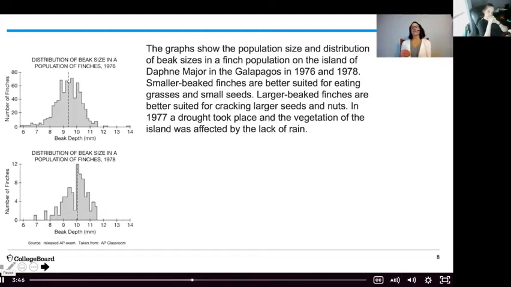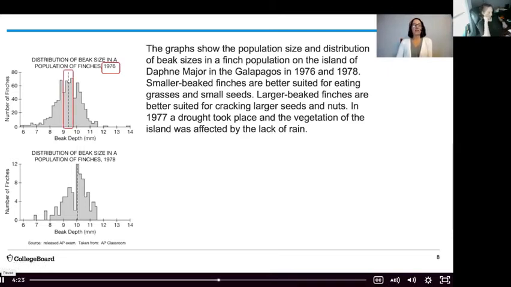Now they're giving us a lot of background information that's going to help me examine this data and find a relationship. The smaller beak finches are better suited for eating grass and small seeds. The larger beaked finches are better suited for cracking large seeds and nuts. Now we have a natural disruption to the ecosystem. In 1977, in the year between when the two data sets were collected, there was a drought that took place, and the island vegetation was affected by that loss of rain. So let's dig into what the graphs are showing us.